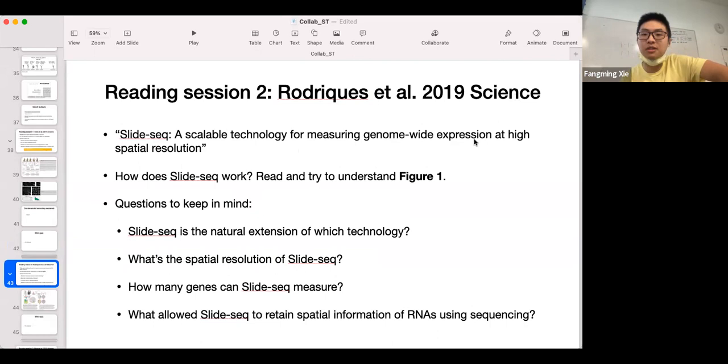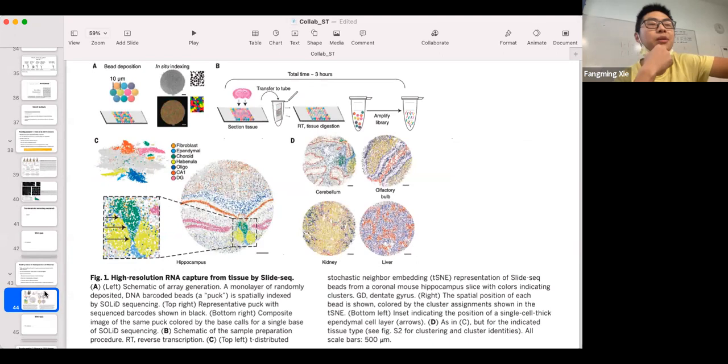Same question: how does Slide-seq work? It's in their figure one. And the questions: which technology Slide-seq evolved from, what's the spatial resolution, how many genes, and what allows it to encode spatial resolution. So figure one is like this, but you can pull it up.